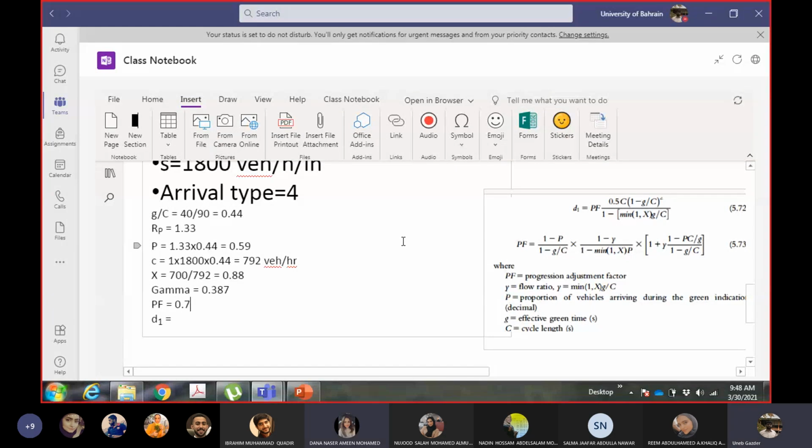0.72. Okay, and the delay? 16.6. Okay, this is seconds per vehicle, the delay faced on average by each vehicle in the traffic.